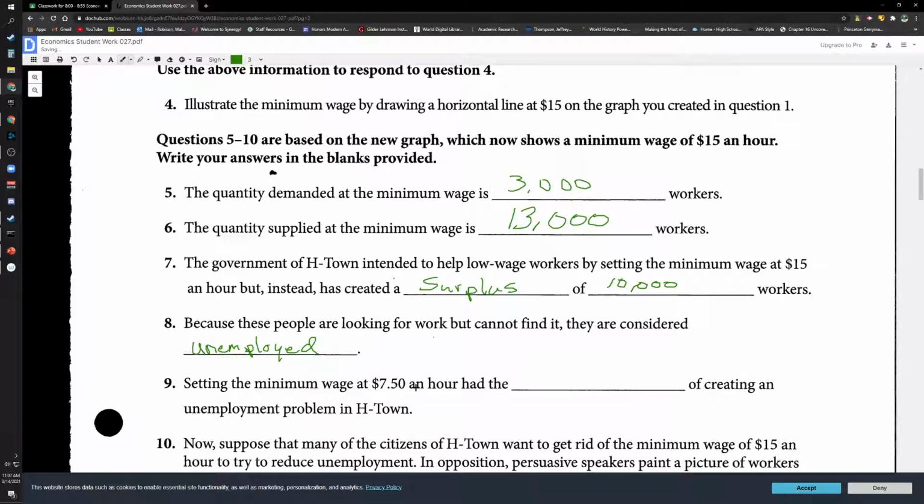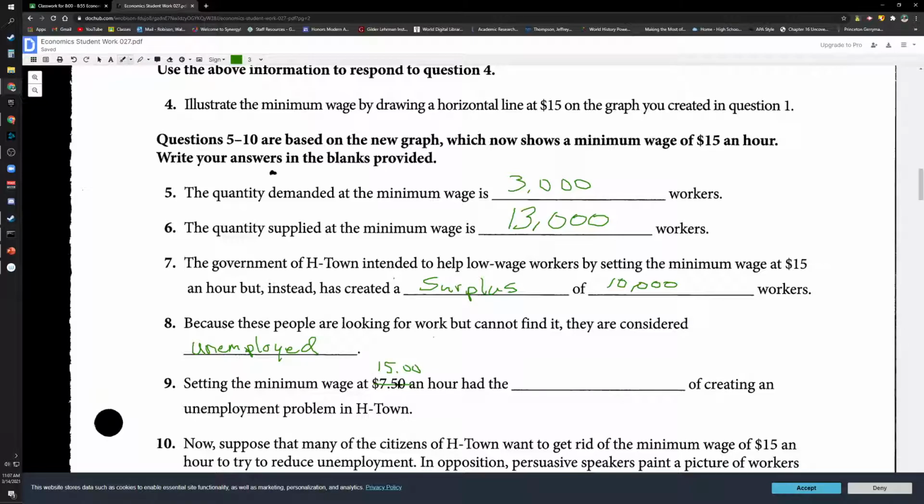Setting the minimum wage at $7.50 an hour had the blank of creating an unemployment problem in H-Town. See how it says $7.50? That is not what it's supposed to say. That is supposed to say what it was, which is $15 an hour. I am not exactly sure why it didn't update. I don't know why it didn't update my numbers like I asked it to, because I set this in at $15. So it's $15 an hour. That's what it's supposed to say. And I'm not going to do the dollar sign because it's right there.